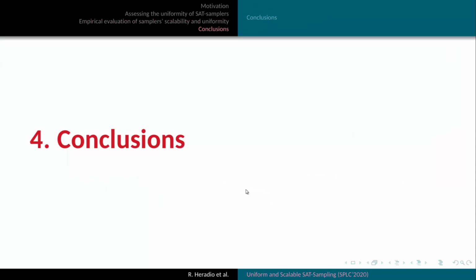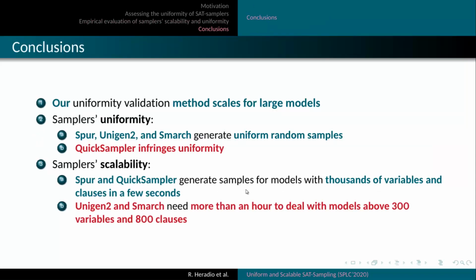The main conclusion of our work is that out there is a sampler called Spur, which is both uniform and scalable. So the software product line community is ready to go for the statistical inference approach.